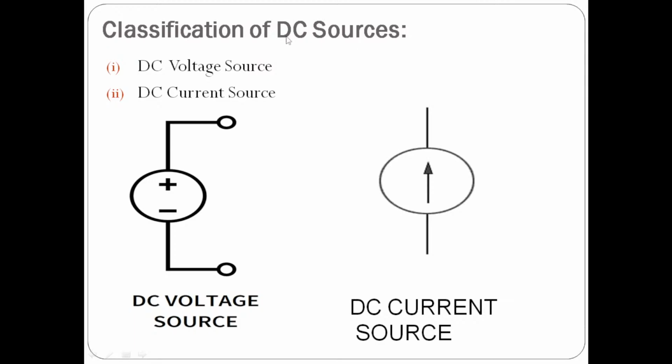DC sources can be a DC voltage source or a DC current source. This is a representation of a DC voltage source, a circle with plus and minus symbols, or this one which I have already shown you. This is also a DC voltage source. You can even represent it like this, or like this.